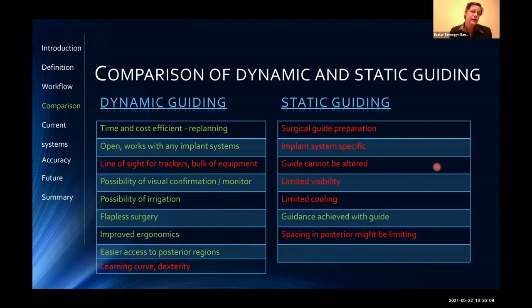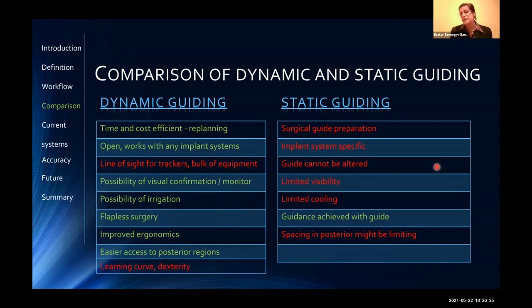And of course, dexterity, because there's no guiding channels. So one has to have a really nice and steady hand to do this. Whereas with static guiding, obviously, one has a lot of help with dexterity, so you don't have to hold your hand because it's going to be guided by the guide.